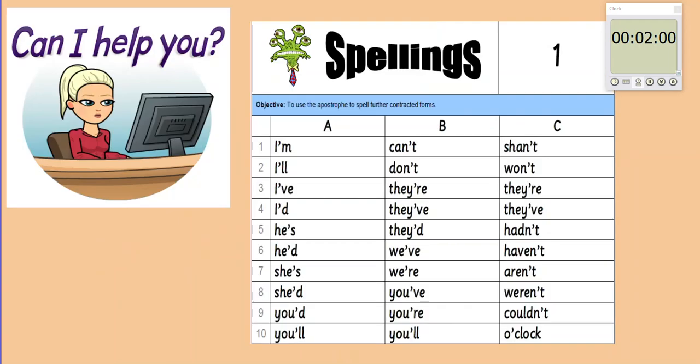Okay, well done everybody. So what we've been learning today is to use the apostrophe to spell contracted forms, all right? Take a look at your spelling lists, try to recognise them in writing that you see today in your guided reading book and in your library book, and don't forget where the apostrophe goes, where the missing letters have been removed. Okay, well done everybody.